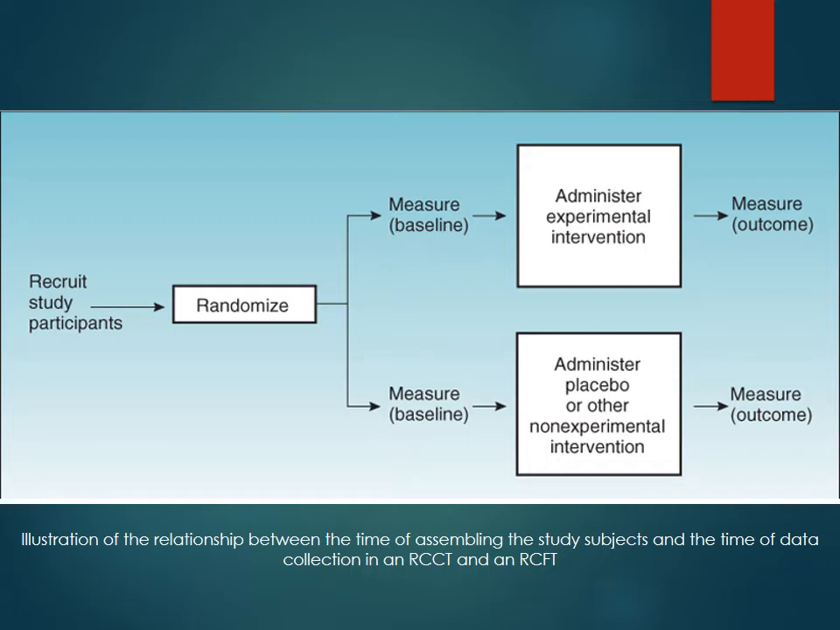So you want to randomize to make sure that they don't know which one they're going to be getting. And then you measure your baseline, whatever it happens to be, and then either have them have the intervention or have the control or placebo, or however you're controlling that experiment, and then measure the outcomes. So again, all prospective in nature.